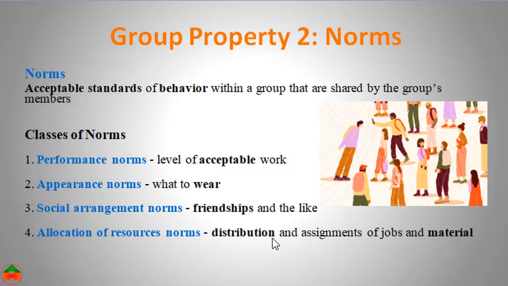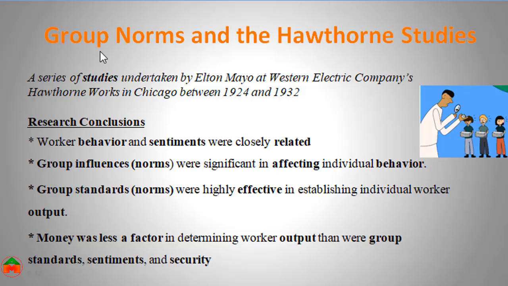are distributed. There were studies on group norms, and the study was done at Hawthorne. The findings have been widely used in the understanding of group interactions. These studies found that worker behavior was highly influenced by the group norms, and individual productivity was influenced by the standards the group set forth. Also, money was not as important in determining worker output as group standards and sentiments were.